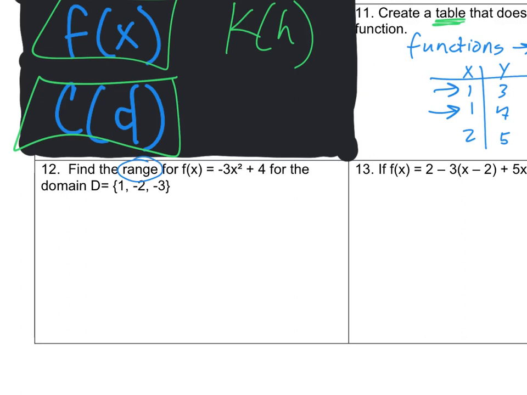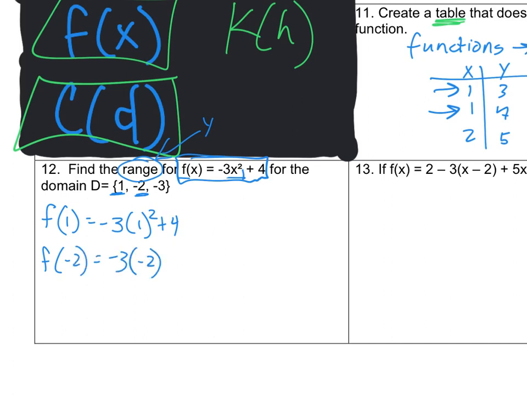Now it says find the range. The range is my y values for f of x equals, I didn't highlight right, for f of x equals -3x squared plus 4. Now you can do this by hand or you can do it in your calculator. If I substitute in 1, then I'm going to have -3 times 1 squared plus 4. If I substitute in -2, then I would have -3 times -2 squared plus 4. And if I substitute in -3, then I would have -3 times -3 squared plus 4. And then you would do that math in your calculator to get the answers.